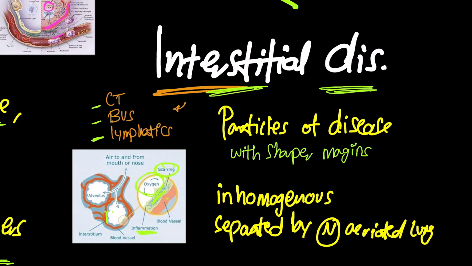So how does it appear on the chest X-ray? It appears as patches of disease with sharper margins. We said that the margins of the airspace disease are indistinct and confluent, while interstitial disease will have sharp margins, and these margins will be inhomogeneous, and they are separated by normally aerated lungs. And we'll see the difference between them on the chest X-ray itself.